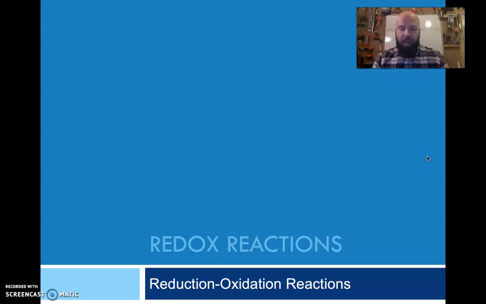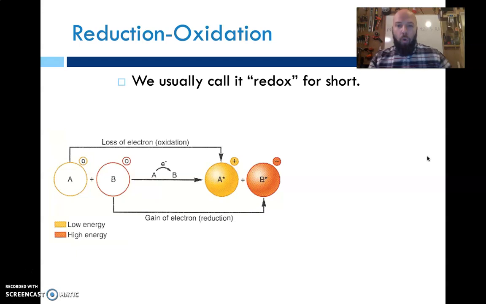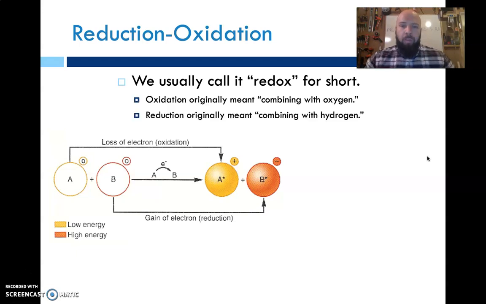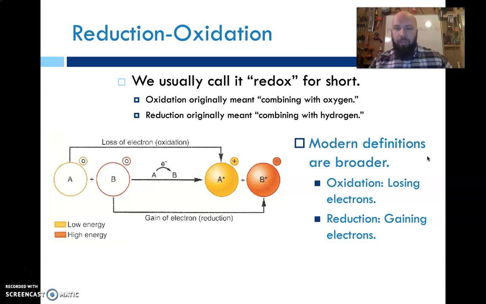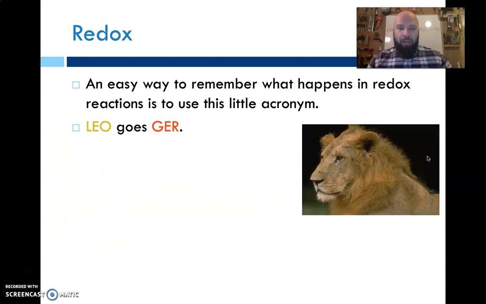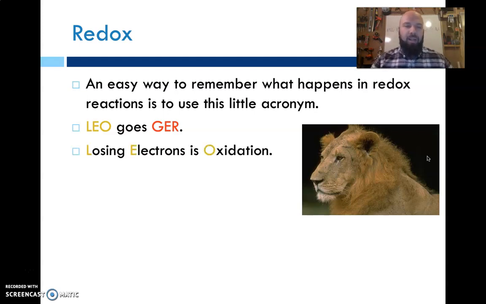So, redox reactions, that's a short form for reduction oxidation reactions. Oxidation originally, in the first unit when we talked about organic chemistry, meant gaining more carbon-oxygen bonds, and reduction meant gaining more carbon-hydrogen bonds. That worked for organic chemistry, but the more accurate and broader definition is that oxidation is the losing of electrons and reduction is the gaining of electrons. So a little acronym, LEO goes GER, means that losing electrons is oxidation and gaining electrons is reduction.